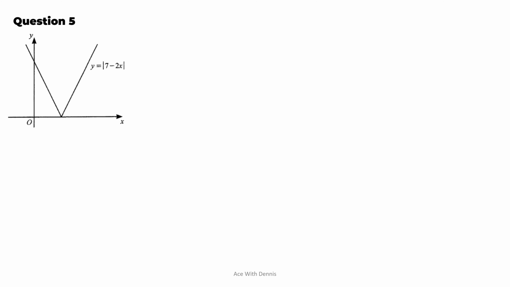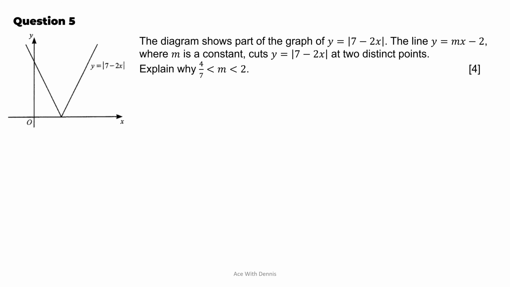Question 5. Given this graph, the diagram shows part of the graph of y equals modulus of 7 minus 2x. The line y equals mx minus 2, where m is a constant, cuts y equals modulus of 7 minus 2x at 2 distinct points. Explain why m is between 4 over 7 and 2. 4 marks.